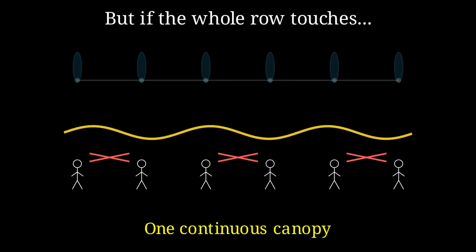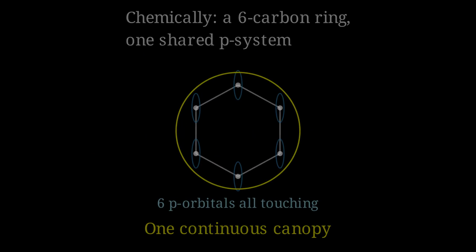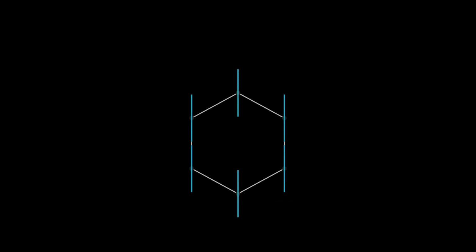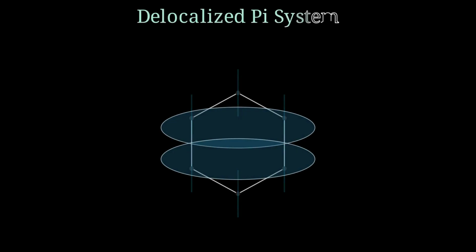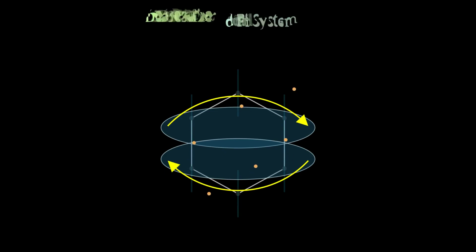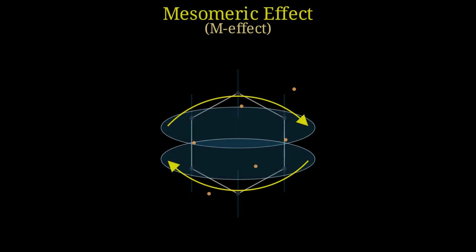You have a continuous canopy of silk overhead. This canopy is the delocalized pi system. The electrons are no longer owned by 2 atoms. They are free to roam across the entire system. This movement of electrons through the pi system is the mesomeric effect, M effect.